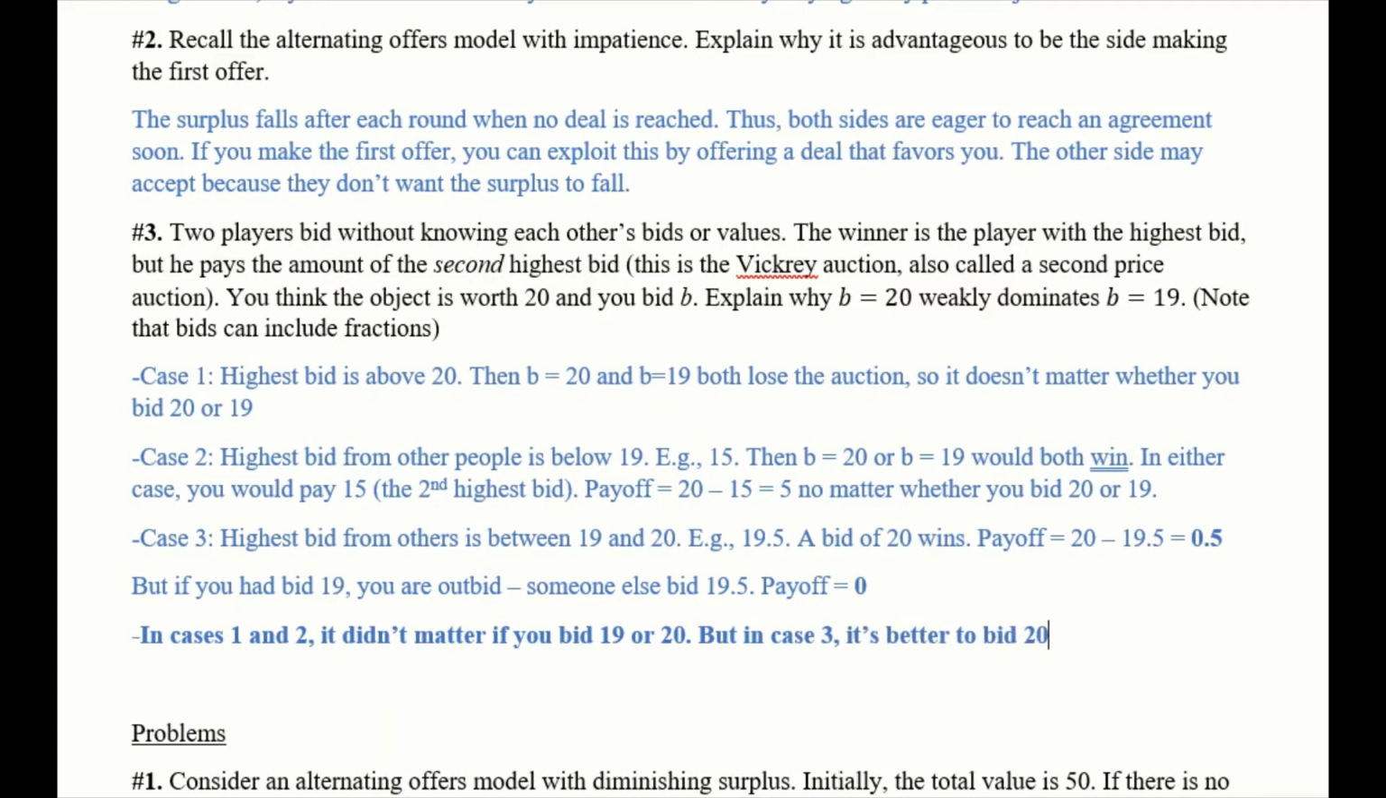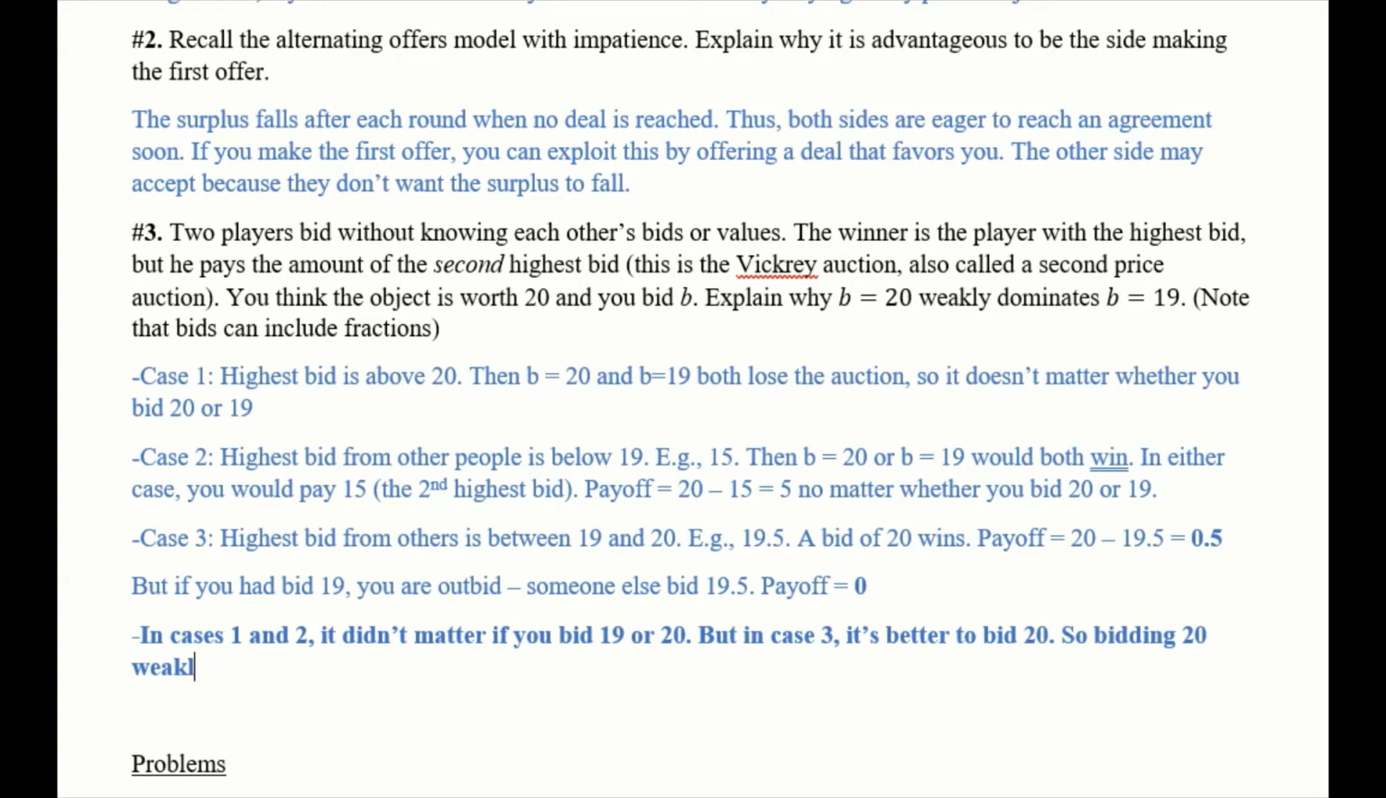So if it doesn't matter in case 1 and case 2, but bidding 20 is better than in case 3, that means that overall it's better to bid 20. Bidding 20 is always going to be at least as good, sometimes better than bidding 19. And that wraps up number 3.